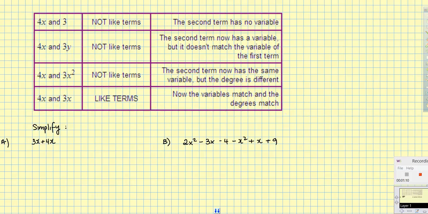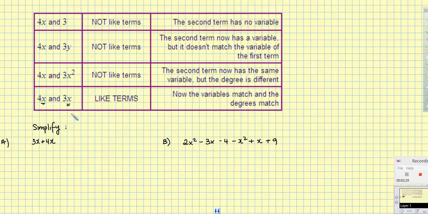Now, if we look at a third example, 4x and 3x squared, again, x and x squared are not like terms. They have the same variable x, but they don't have the same degree. The degree always refers to the power. One of them has a power of 1, the other has a power of 2. So they cannot be added or subtracted because we don't have like terms. Now if I look at 4x and 3x, the x and the x are the same here, and therefore we can add them together or subtract them depending on what the question is asking.